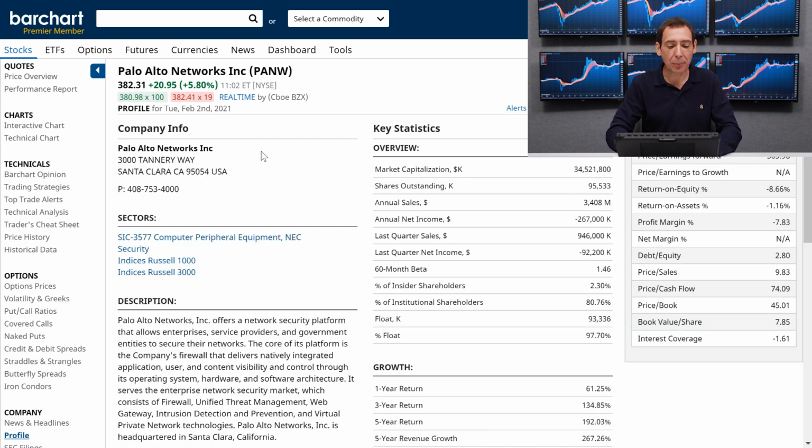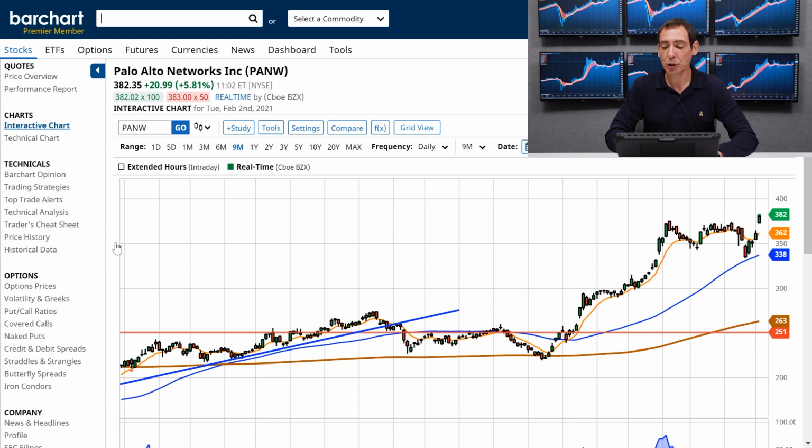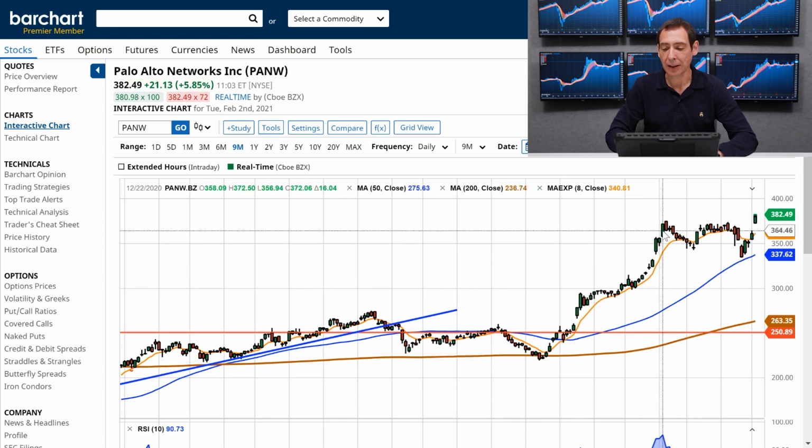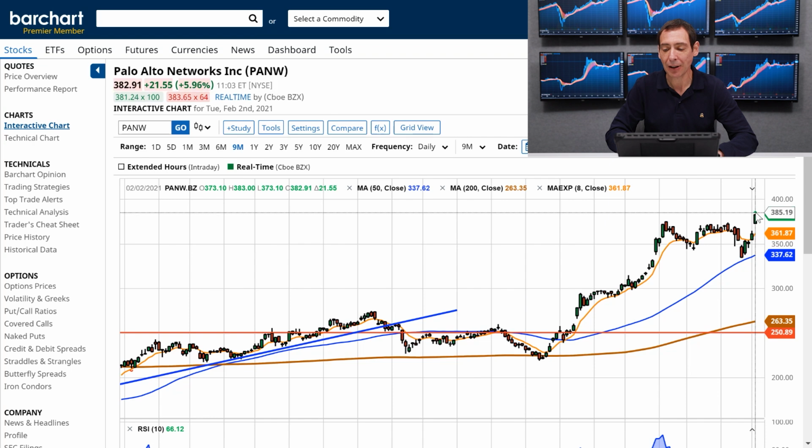Next one, PANW, Palo Alto Networks, network security. The stock gave us 61% over the last year, outperforming the S&P and the NASDAQ. Security is huge right now with cloud software, and Palo Alto is the leader. Now, a lot of traders believed the stock was overbought, and look at what happens. We have a congestion, it breaks down, shakes out the weak hands, and then the stock breaks out again.